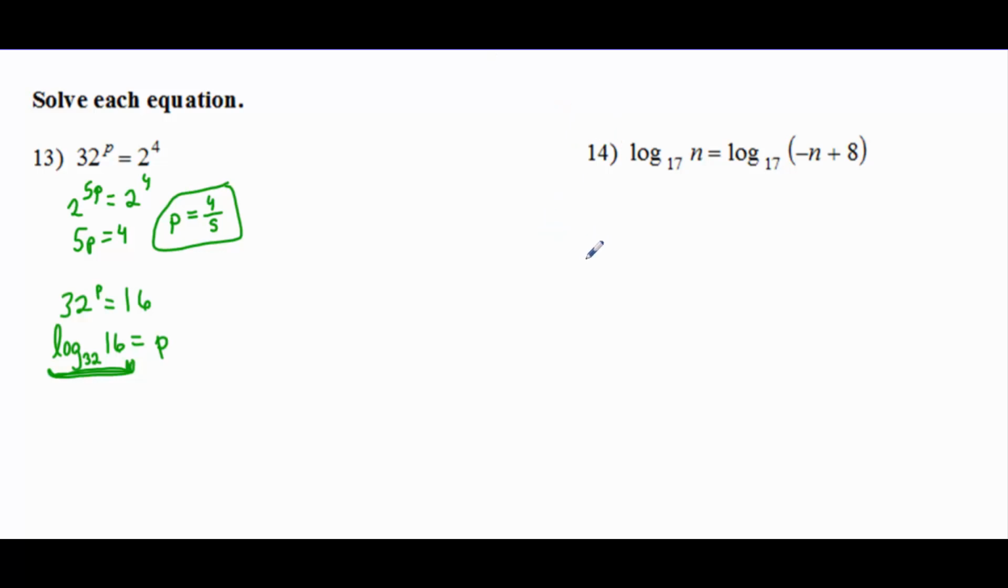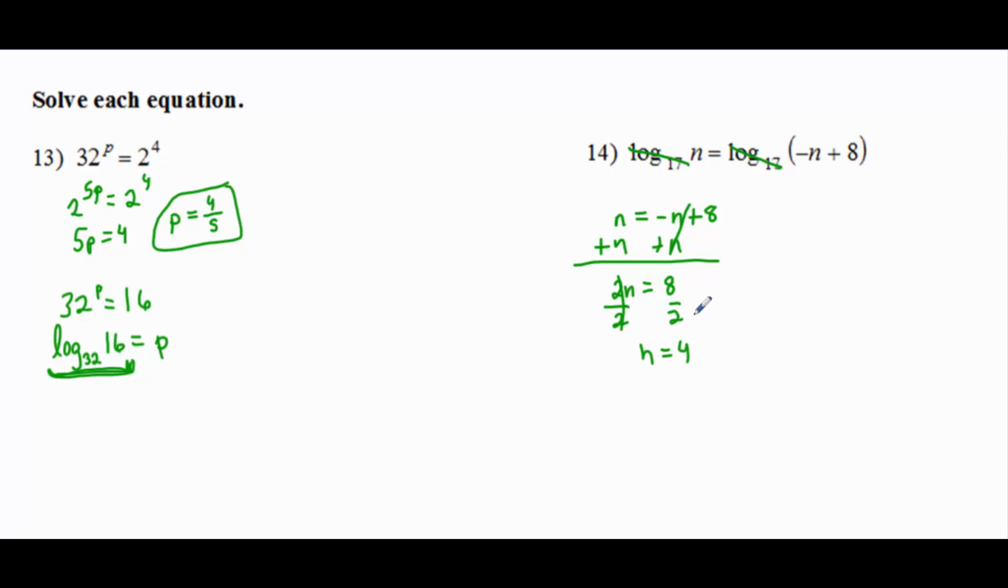When we're doing logarithmic equations, there's usually two types that we'll see. If there's a log on each side, we can pretend like the logs aren't there and just write down what's inside of them. So inside on the left is n, inside on the right is negative n plus 8, and then if we solve this, we'll know what n is. So I add n and get 2n equals 8, divide by 2, and get n equals 4.